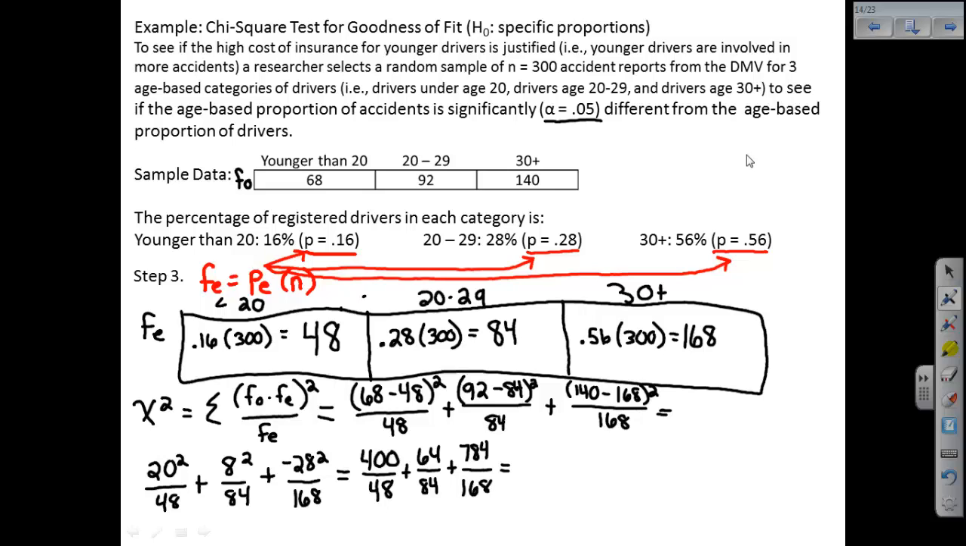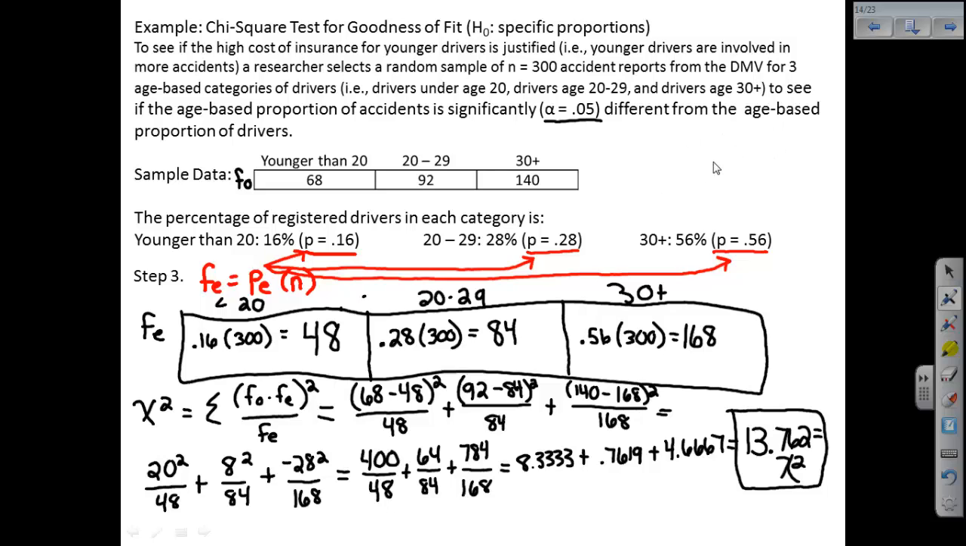400 divided by 48 gives you 8.3333. 64 divided by 84 gives you 0.7619. And then 784 divided by 168 gives you 4.6667. And you end up with a chi-square of 13.762. That's our final answer for step 3.